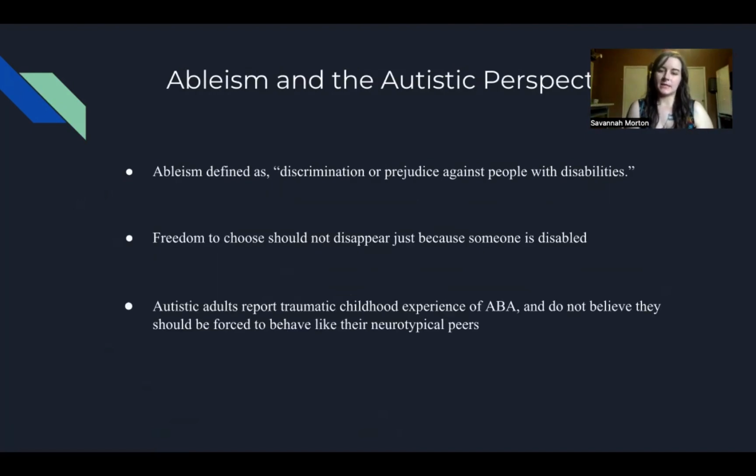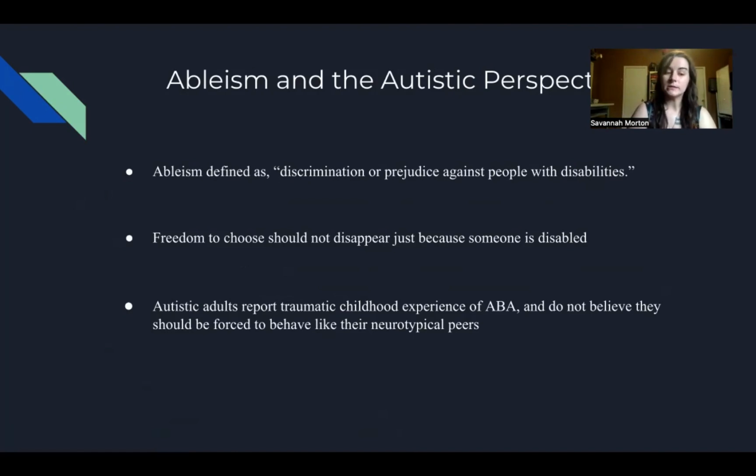Next, I want to talk about ableism and the autistic perspective. I have defined ableism, which is just discrimination or prejudice against people with disabilities. One of the more common forms of therapy for people with special needs is applied behavior analysis, which is typically targeted toward the autistic community.